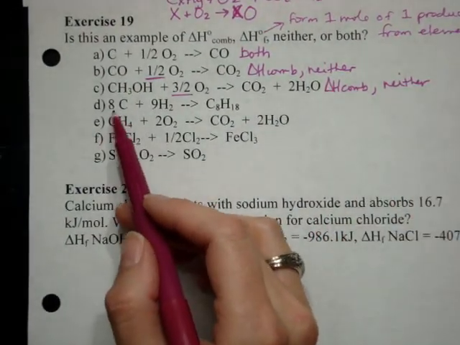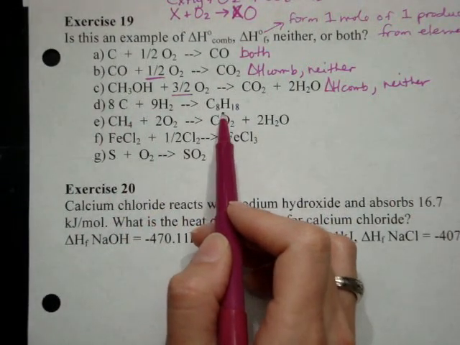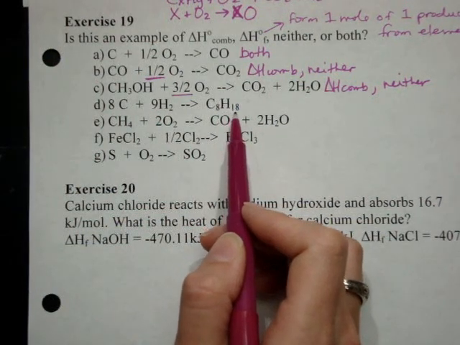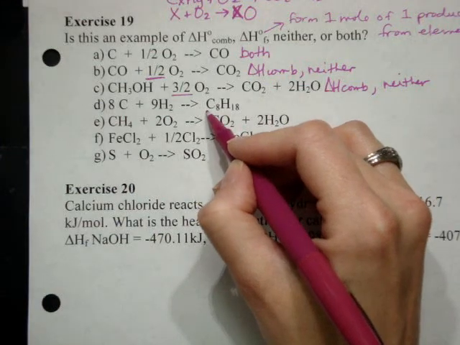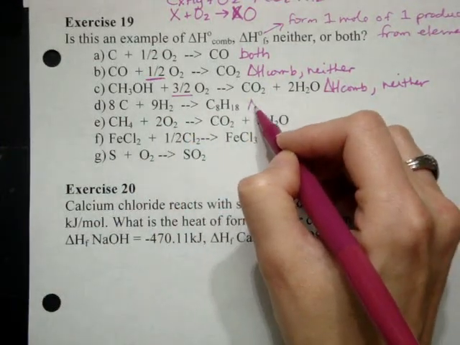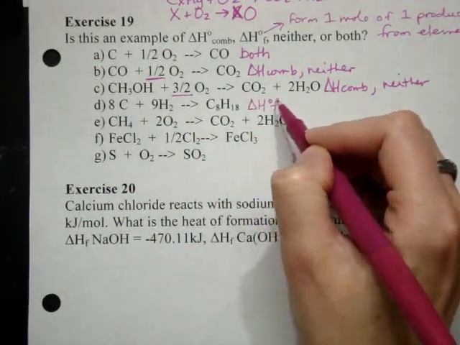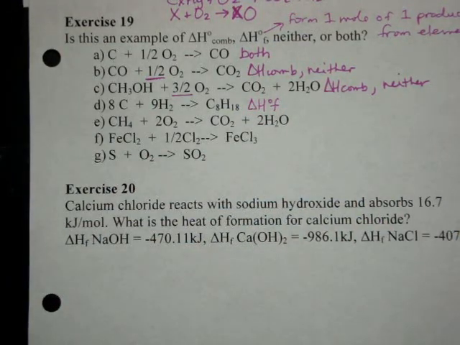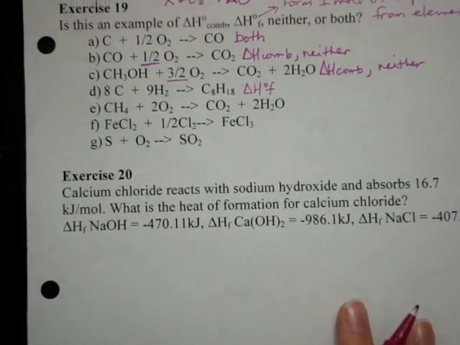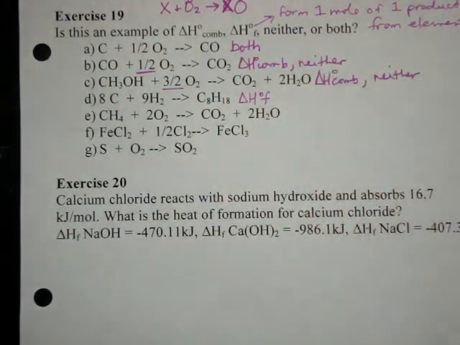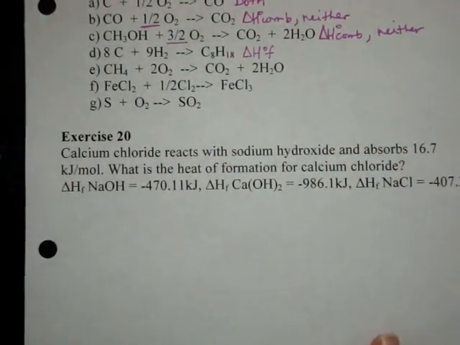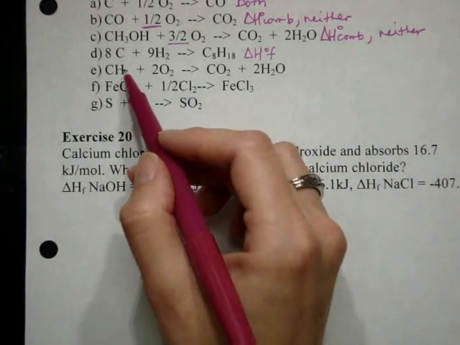For D, 8 carbon plus 9 hydrogen makes C8H18. It's not a combustion, it makes something that would probably likely combust, but it does make 1 mole of product from the elements in the standard state. So that would be an enthalpy of formation. Oh, and I just realized I'm leaving off all of my knots here. So we're assuming these are all happening at standard state, or standard conditions, excuse me.